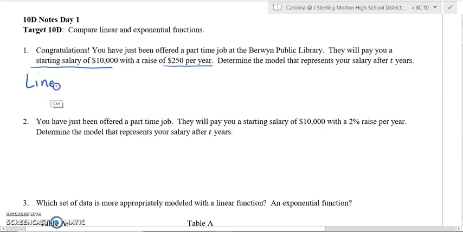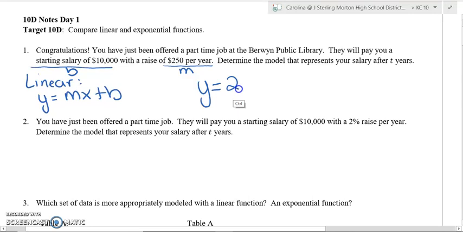Remember, linear functions are y equals mx plus b. So $250 per year, that's what's changing every year. So that's our slope, so that's actually our m value. And your starting salary is our b, because that's exactly where we would be starting in the graph. So it's going to be y equals 250x plus 10,000. And that's it, because you're only going to be creating the equation for this problem. You don't have to solve for anything.